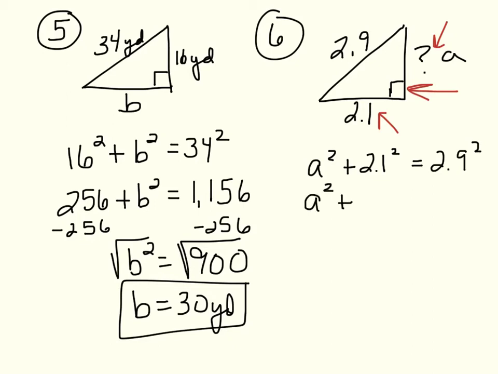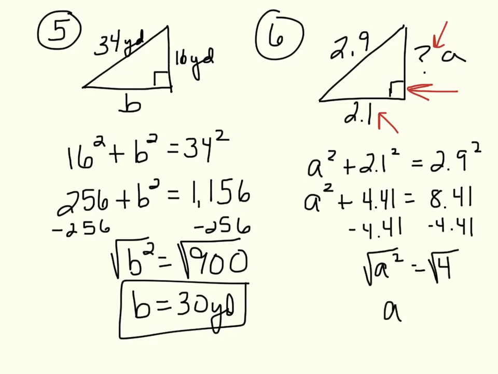A squared plus 2.1 squared, or 2 1/10 squared, is 4 41/100. 2 9/10 squared is 8 41/100. I subtract 4 41/100 on both sides. A squared equals 4. Take the square root of both sides. A equals 2. Just always remember that you have to take the square root as your last step because you have to get rid of this squared on your variable.